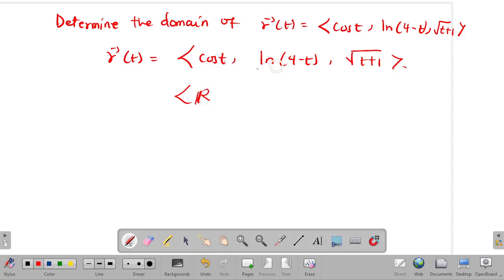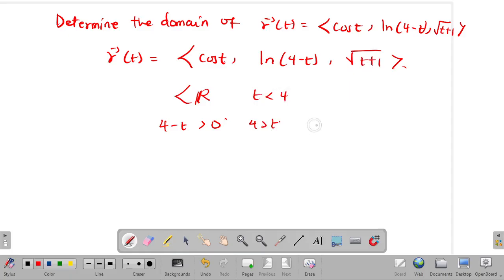Okay, then here, what number do you think will make this undefined? Natural log doesn't take negative numbers, and as well doesn't take zero, right? So what you do is 4 minus t should be greater than 0. That means that you're going to have something like 4 is greater than t, or t should be less than 4, right? So here we have t is less than 4.